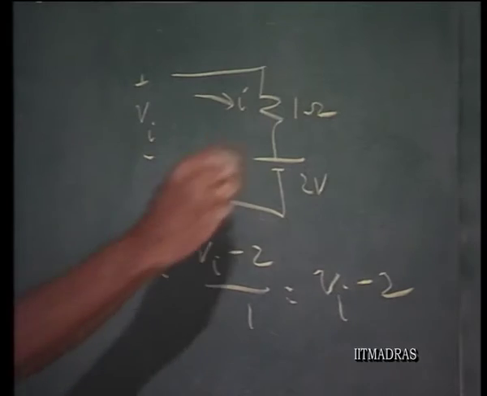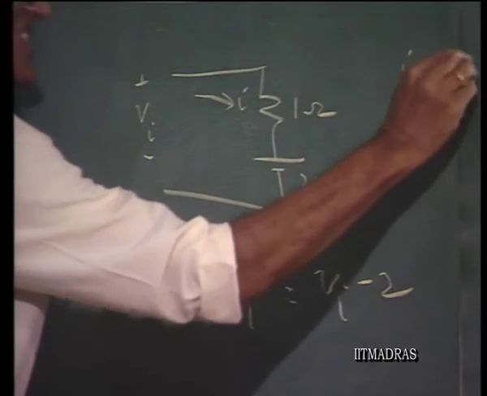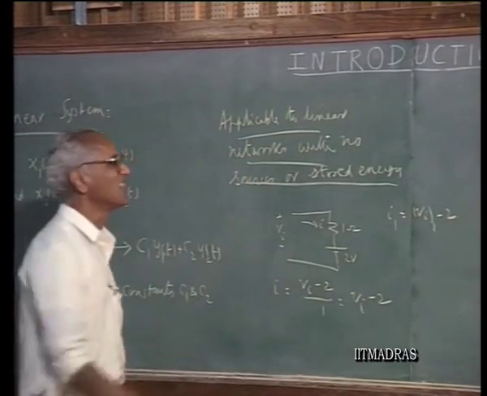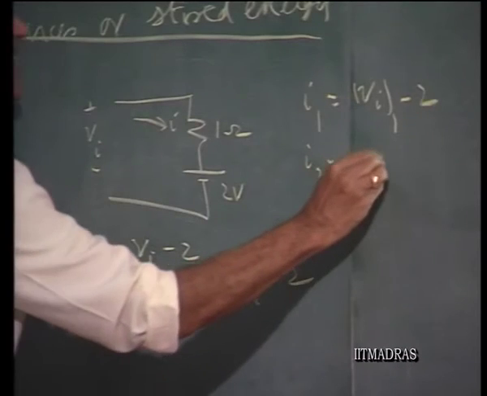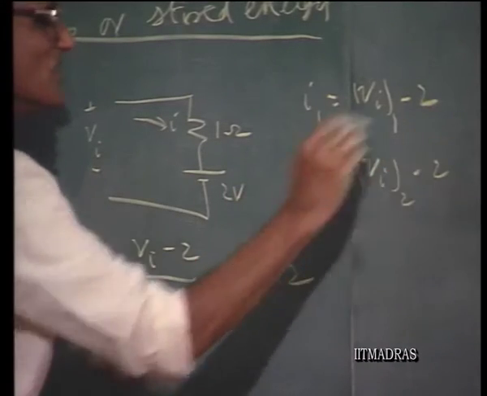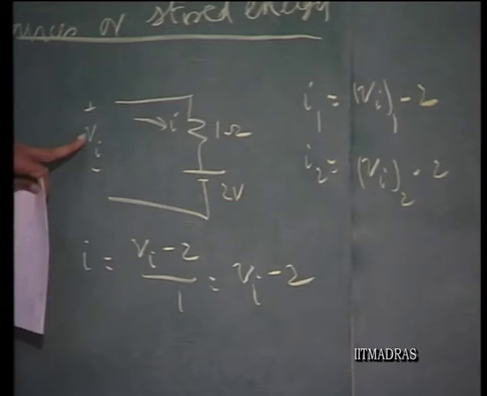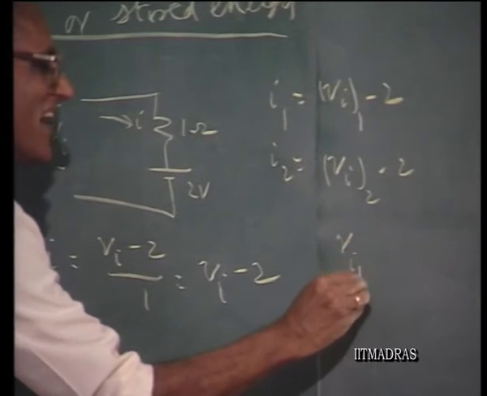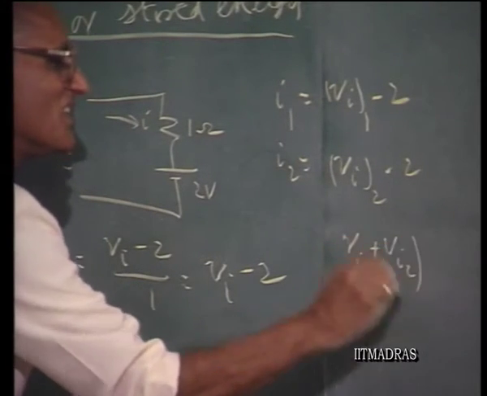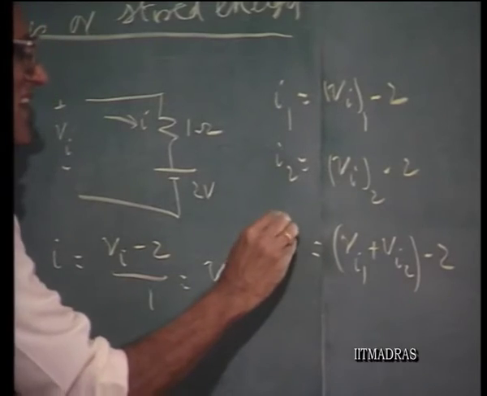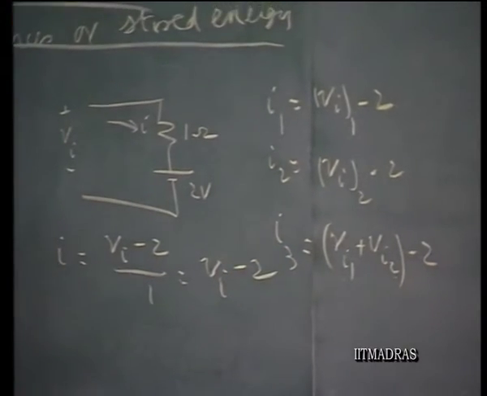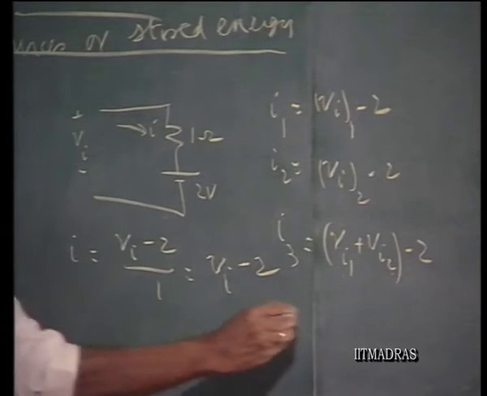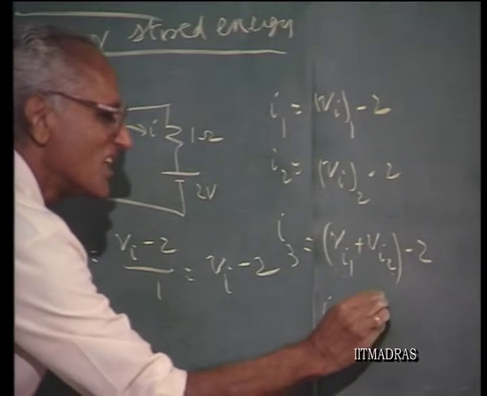As you can see, for example, I1 here is Vi1 minus 2 for one particular excitation. For a second excitation I2 equals Vi2 minus 2. But suppose I have a single excitation which is equal to Vi1 plus Vi2, then the current would be Vi1 plus Vi2 minus 2. That will be the current when I have a single excitation Vi1 plus Vi2. But I3 is not equal to I1 plus I2. Why? Because of the source here.